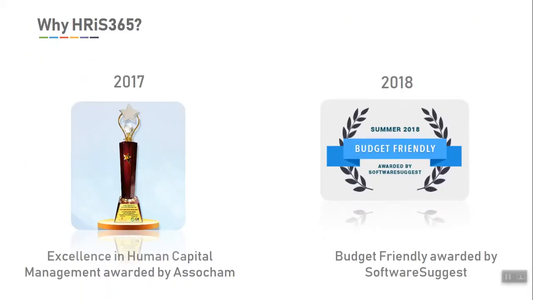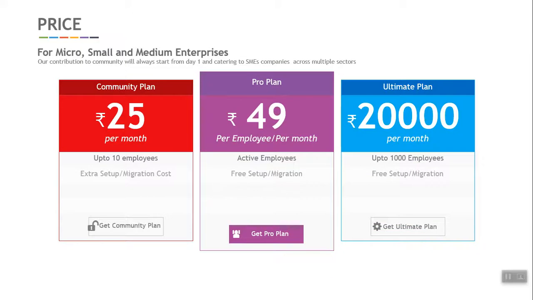Now another question, that is, why HRIS 365? We have been awarded by ASSOCHAM as one of the excellence in human capital management. Another recent award which we have received is through Software Suggest. Software Suggest is an online software suggesting platform, right? So they have awarded us one of the budget friendly software awards. And why the budget friendly award, right? So the prices are here.